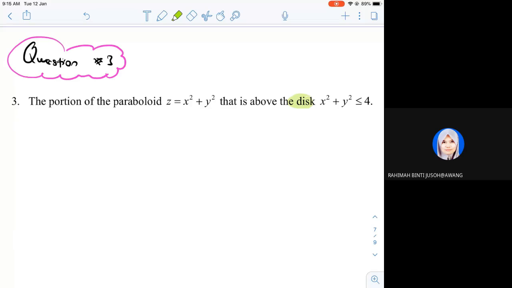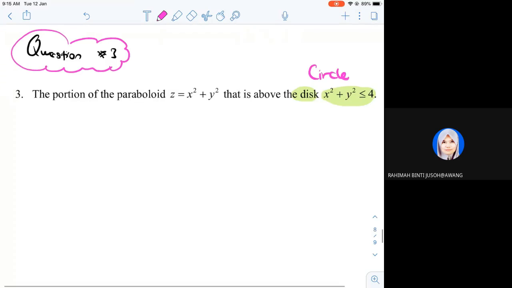See, highlight the keyword: above the disk. Ni bentuk apa disk ni? Agak-agak guys, disk ni bentuk macam mana? Circle. Circle kan? Okay, so circle. Alright. So bila circle, it is much easier for you to use double integrals in polar coordinates. Better guna polar coordinates lah. Okay, never mind. Let's see, kita sketch dulu.